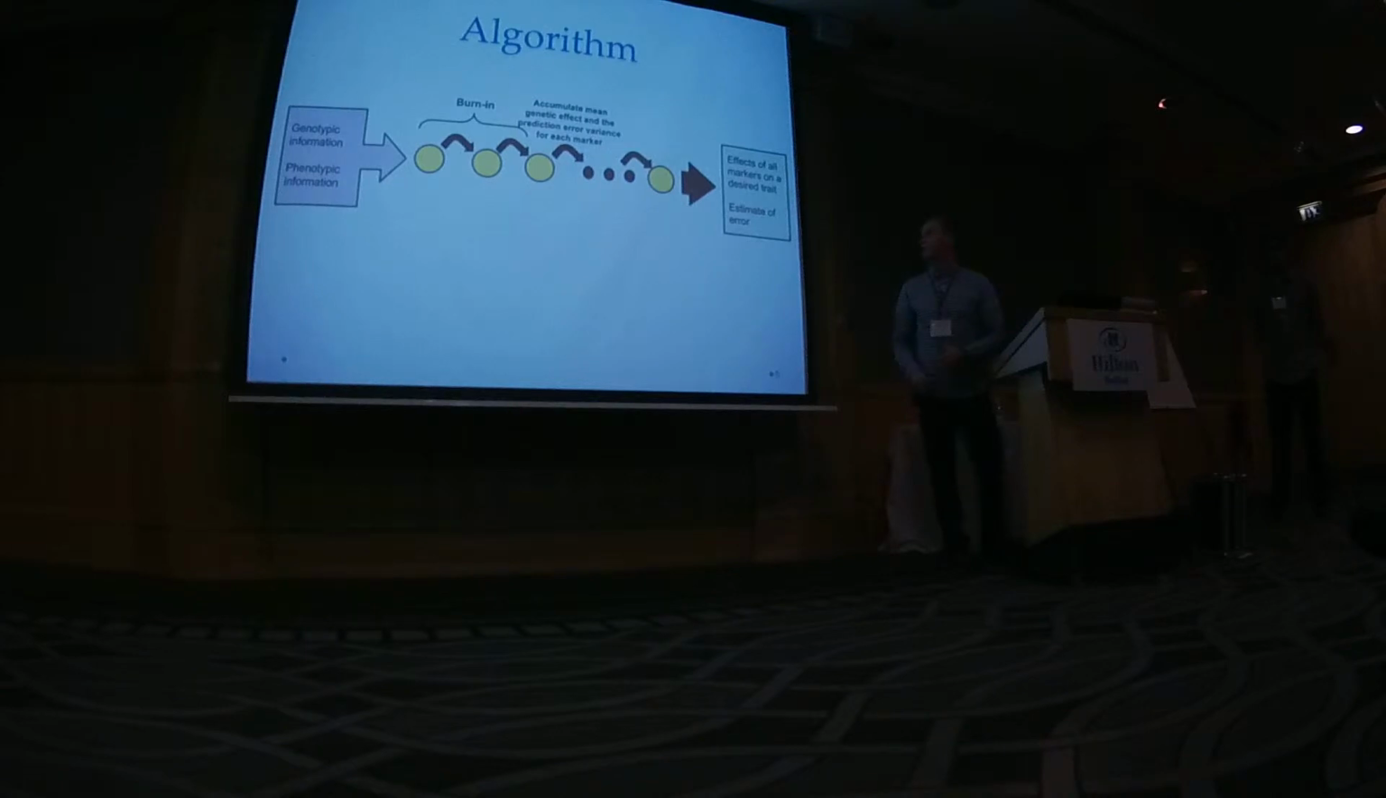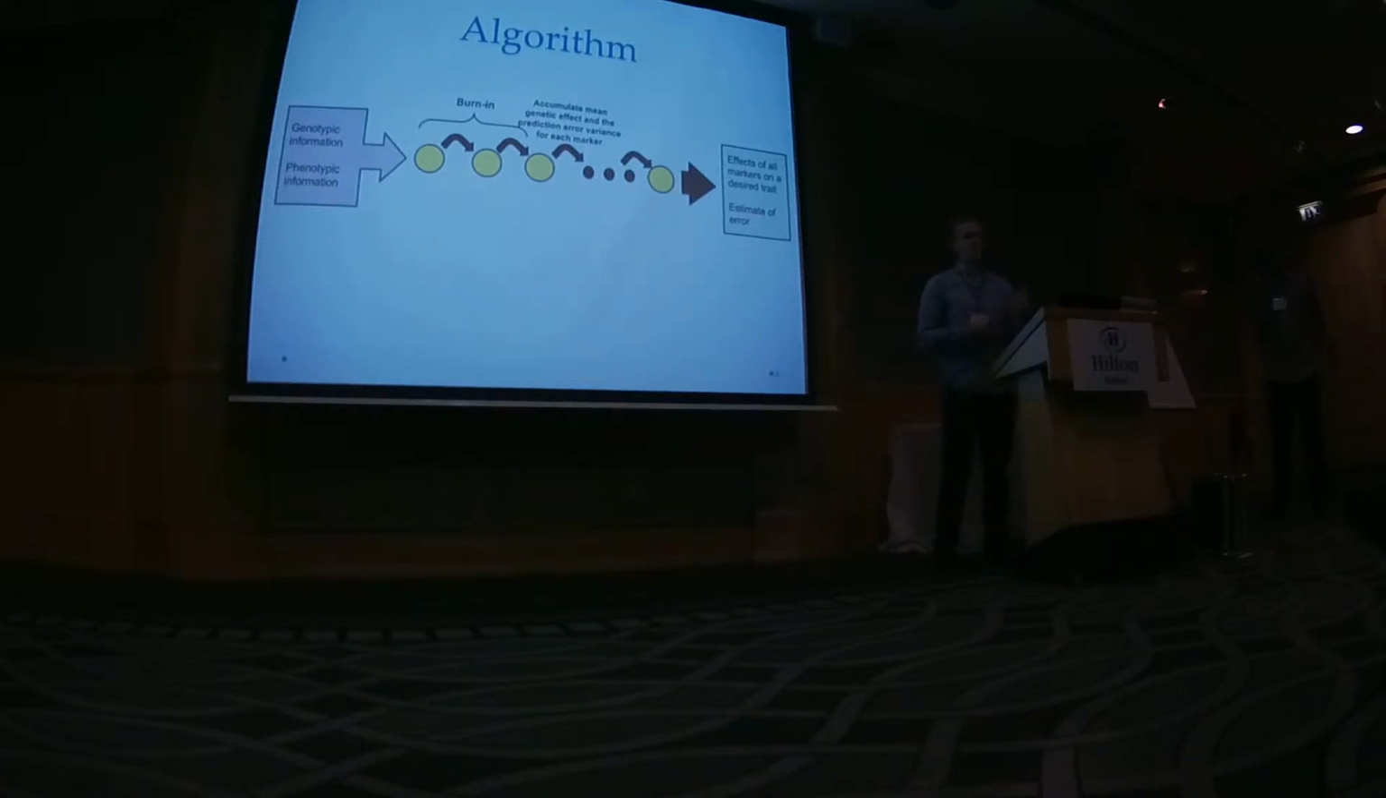So here's a general overview of the algorithm. The user supplies genotypic and phenotypic information, which is then imported into the system. This is what I said, the 50,000 markers with the 200,000 observations currently. And then we perform Gibbs analysis. Each one of these yellow circles represents one iteration of the Markov chain.